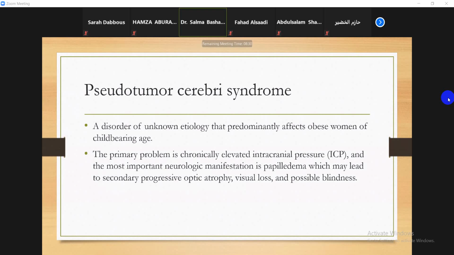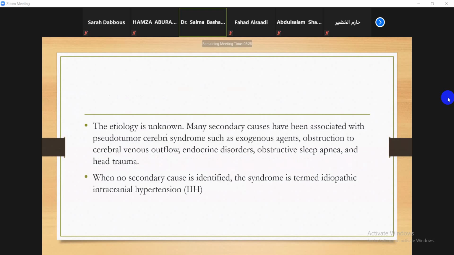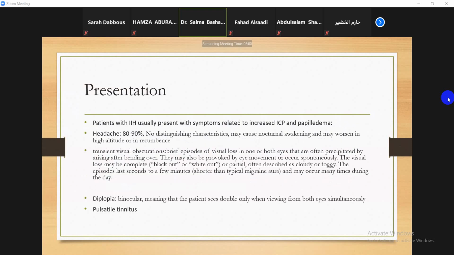It's not really benign. Again, the etiology is unknown, but we screen for secondary causes: some medications, antibiotics, vitamin A, venous flow problems, some endocrine disorders, obstructive sleep apnea, and head trauma. All of that can cause an increase in the intracranial pressure. If there is no secondary cause, if you can't find any underlying cause with an extensive workup, then it's called idiopathic intracranial hypertension. How do they present to you?